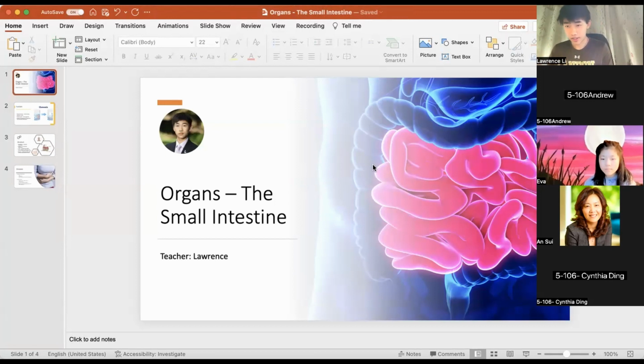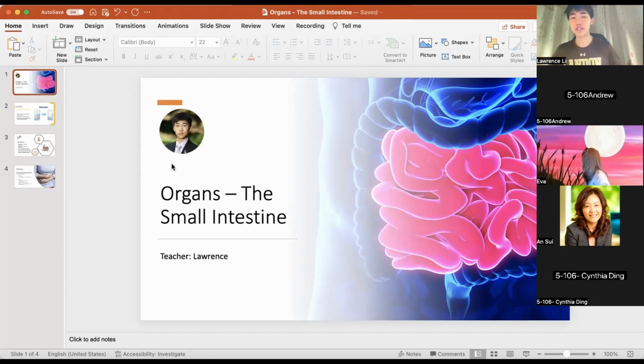Today we'll be continuing our series of lessons on the organs. Oh boy, for some reason my screen just went blank. Last class we talked about the stomach, and following the stomach, it would make sense for me to talk about the small intestine, right? So that's what we're going to be talking about today.